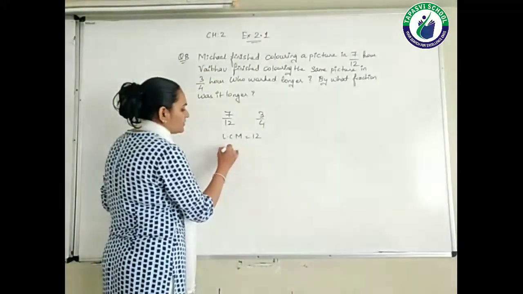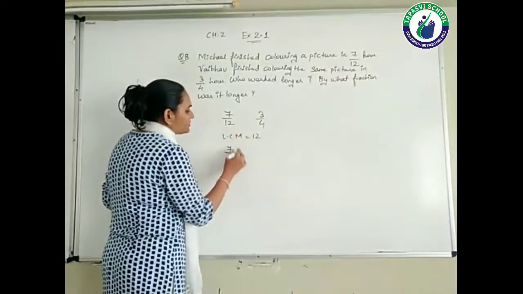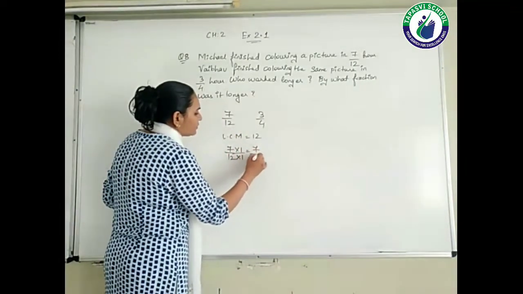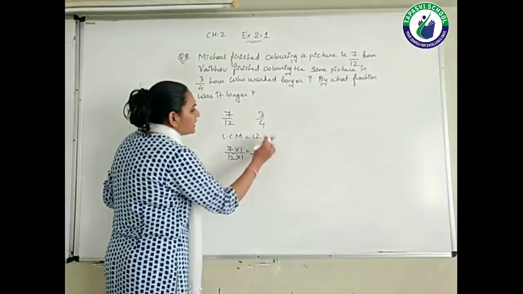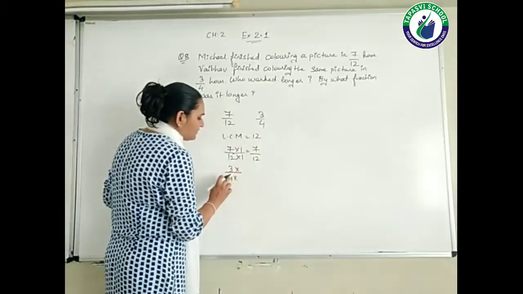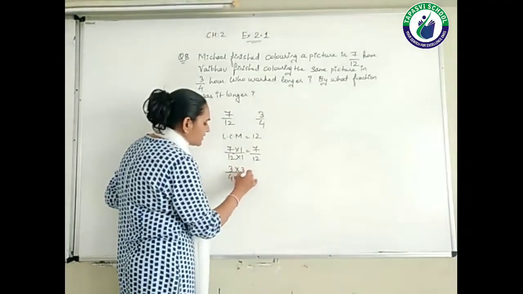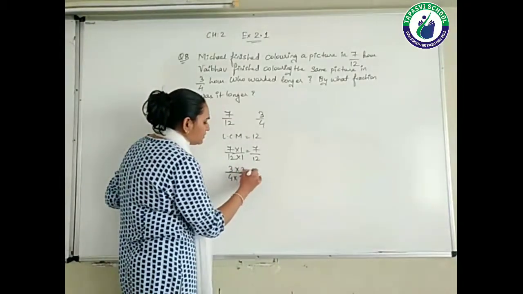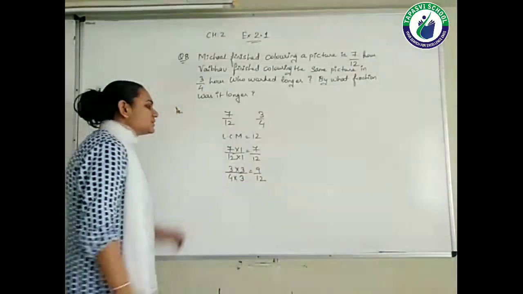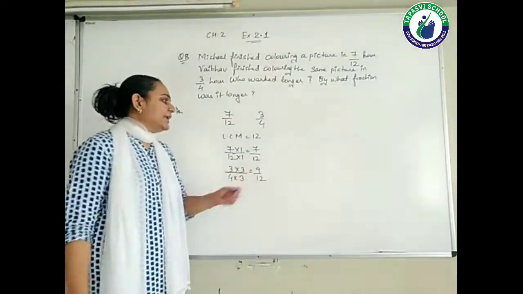Now this is already 12, students. So which number do I multiply with 12 to get 12? That is 1. So 7 into 1 is 7, and 12 ones are 12. Next one is 3 by 4. Which number do I multiply with 4 to get 12? That is 3. So 3 in the denominator, 3 in the numerator. 3 3s are 9 and 4 3s are 12. Now just have a look here: 7 by 12 and 9 by 12.